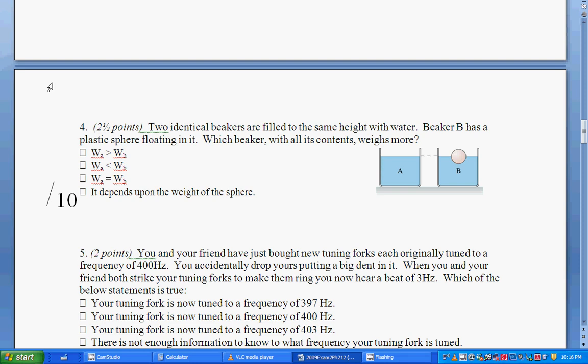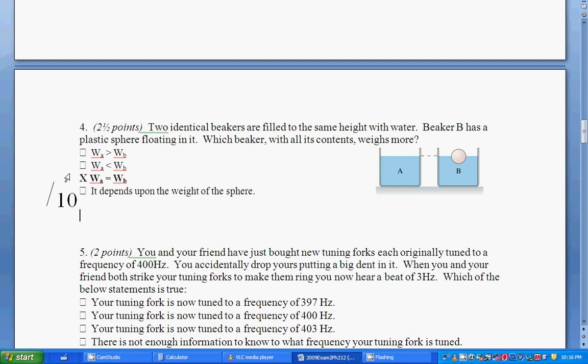So in other words, if that ping pong ball were replaced by its equal displacement value of water, it would fill that hole. Bottom line, the correct answer is the weight of A should be equal to the weight of B. Okay, hope you got that one. So that's the third option in that one.